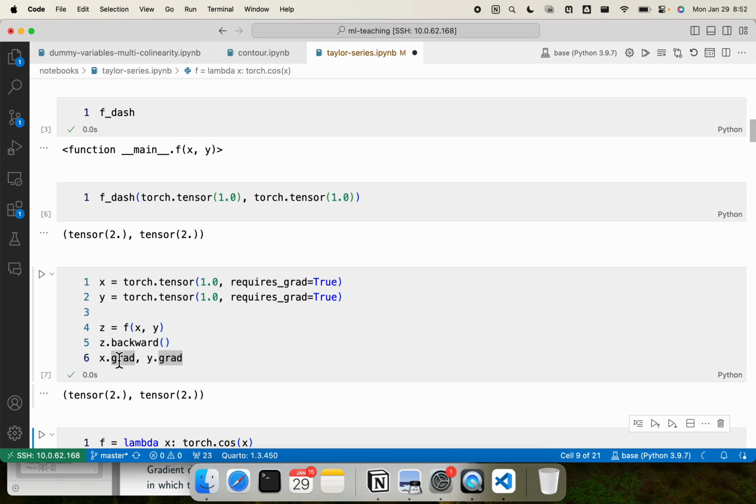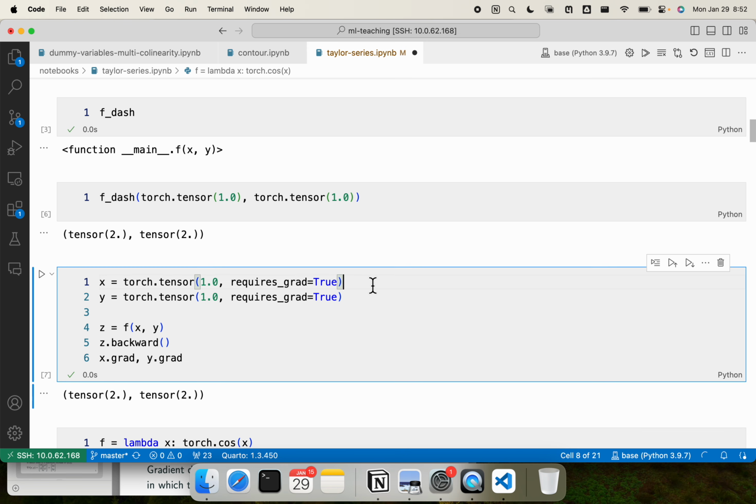Again, I could have done this, I could have used f2 instead of f. So these are some permutations and combinations you can check. This is a good exercise to confirm our understanding of the gradients, highly recommended. Any questions on this?